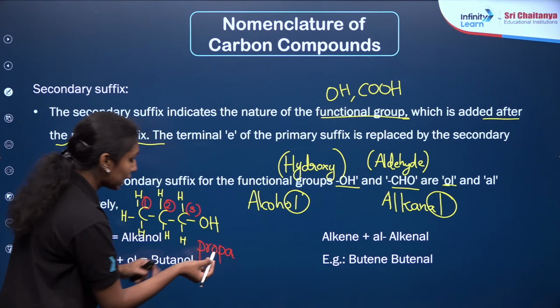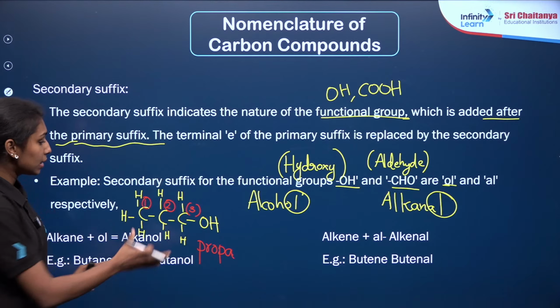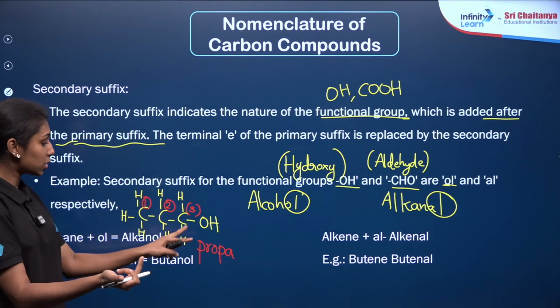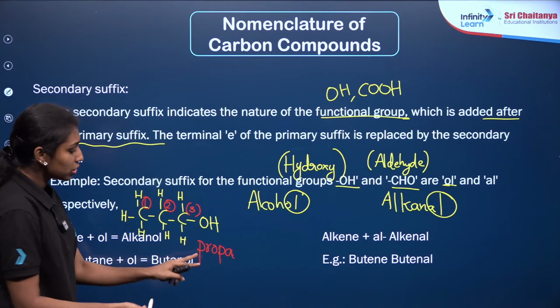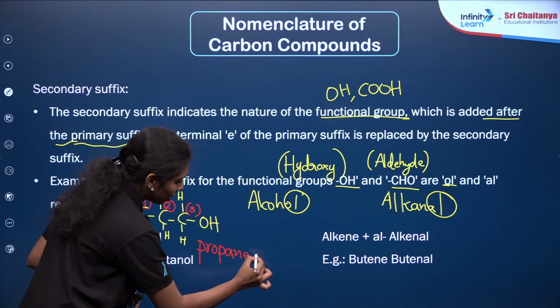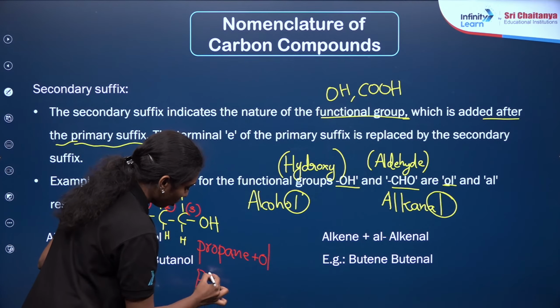So what you're observing here, an OH group is attached to the propane, right? This is a part of propane. One of the hydrogen atoms from the propane is changed to form OH here. So it will be propane. For example, if I'm taking propane plus the suffix for OH, which will be ol, it will be propanol.